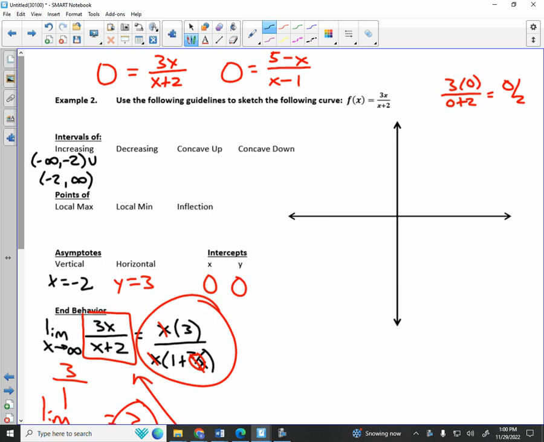No, you can't, because -2 is not part of the domain. Yep, very good. So we got to get rid of that -2. Is it ever decreasing? It's never decreasing.